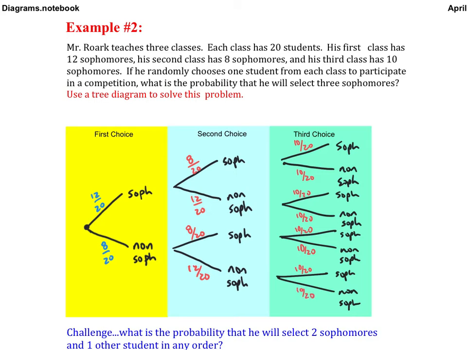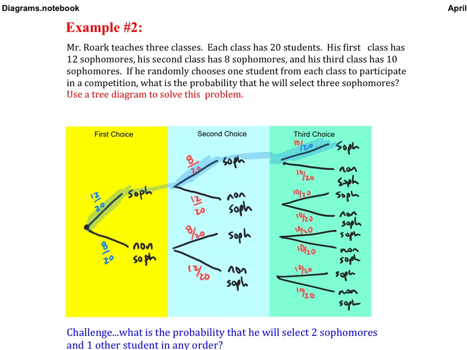Okay, so we're looking for, if he randomly chooses one student from each class to participate in a competition, what is the probability that he will select 3 sophomores? And so we're looking for a sophomore in each one of the paths. So we're going to pick a sophomore from the first class, then travel over and pick a sophomore in the second class, and travel over and pick a sophomore in the third class. And so we have this particular path that we're taking a look at.